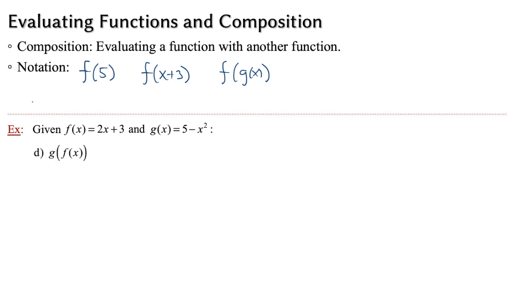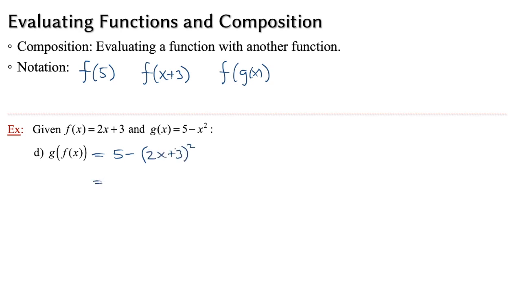Now in our last example, we have another composition, but we've switched it. This time we're going to plug the function f into the function g. Which means we're going to be working with the 5 minus input squared, but we're going to put the 2x plus 3 into that. So again, g is 5 minus our input, which is f of x, 2x plus 3 squared.